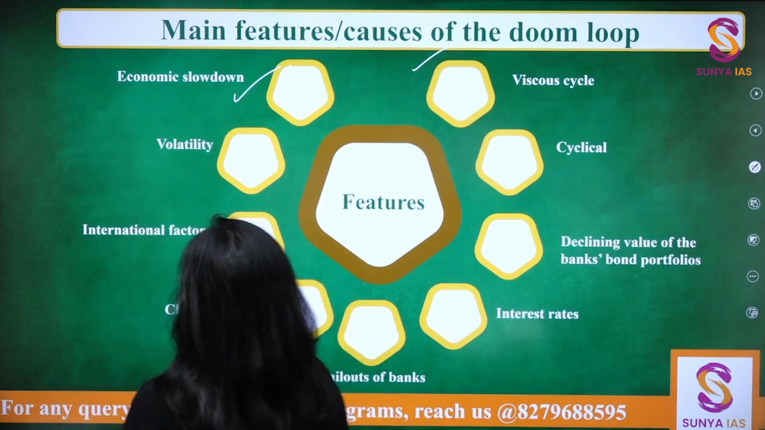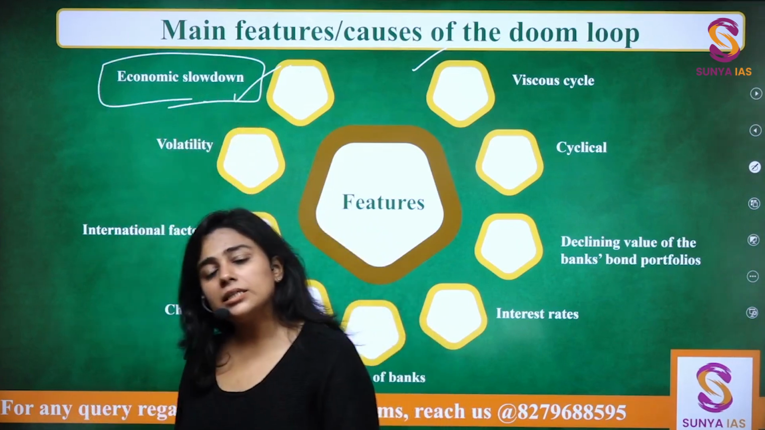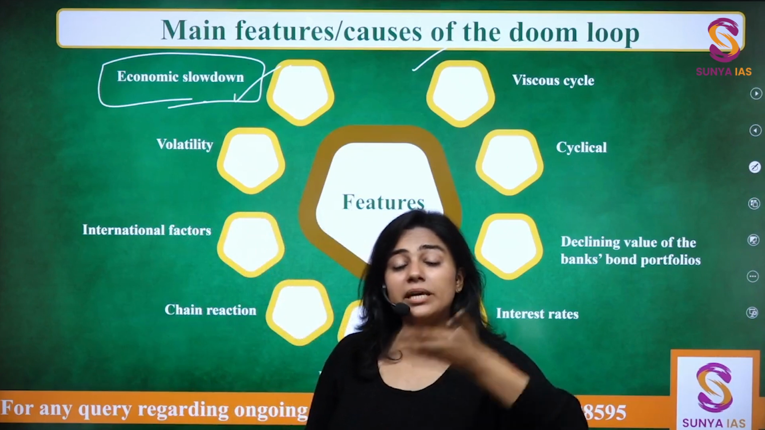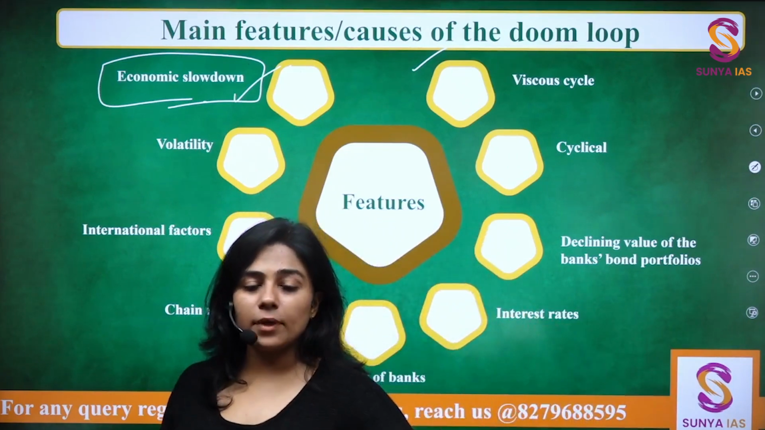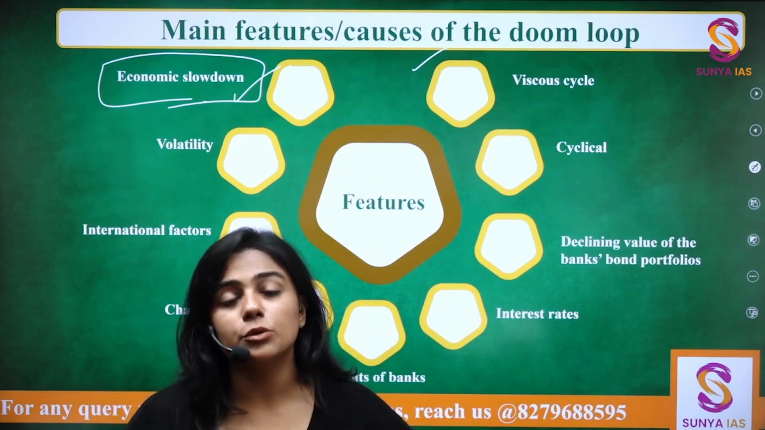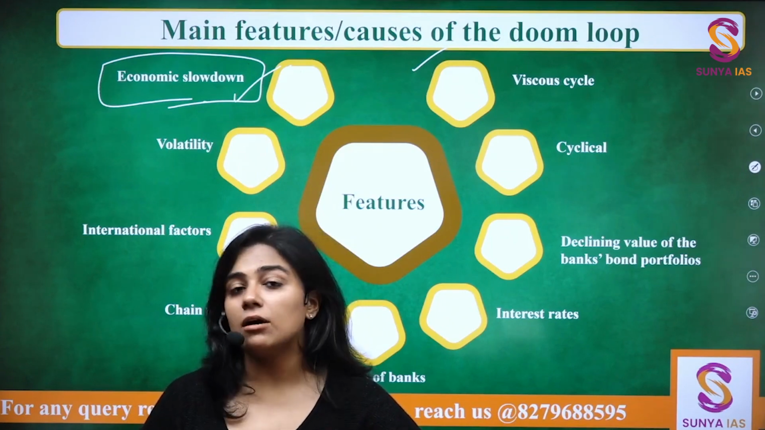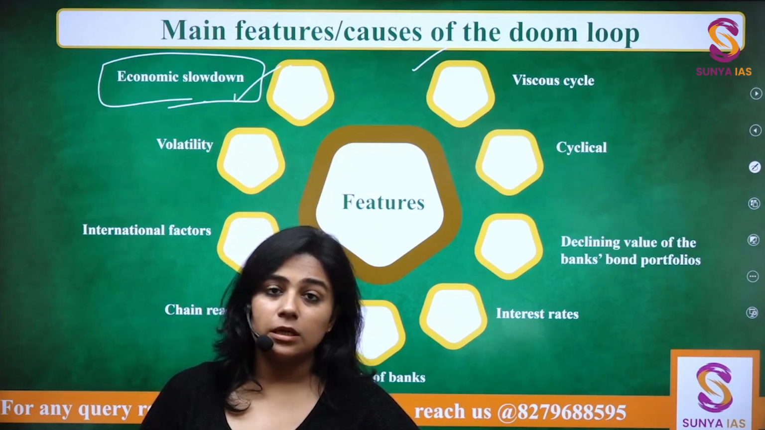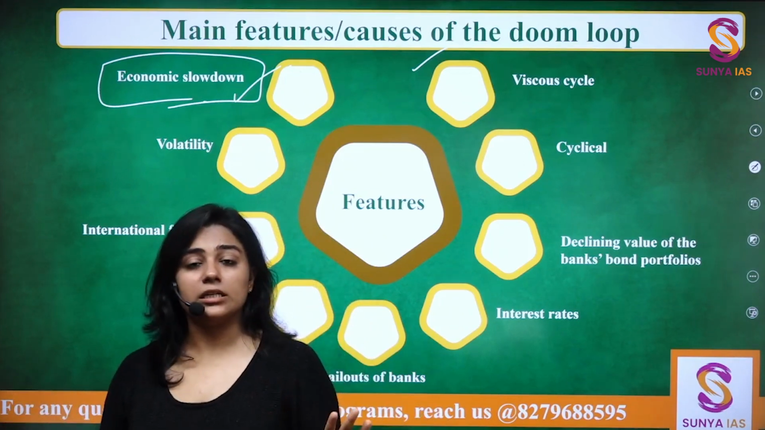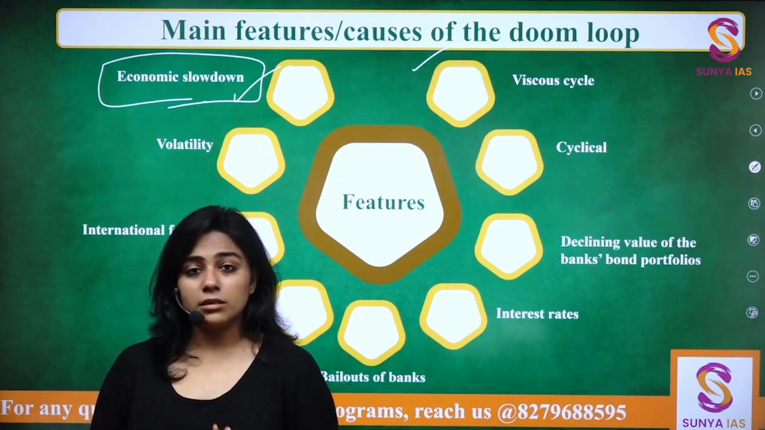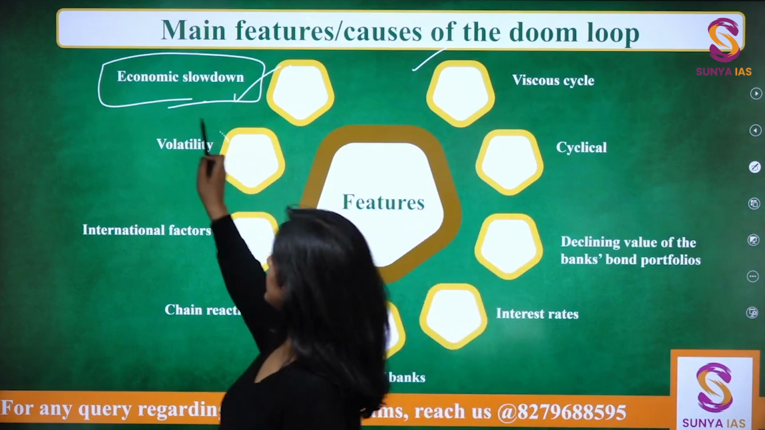Okay, so an economic slowdown will result in a doom loop, and it will also be a result of the doom loop. So if at that point the Pradhan Mantri Garib Kalyan Yojana had not been launched, wherein the women-led households were given 500 rupees per month to spend, then the flow of money in the country would have been reduced. That would have been a problem. It also engages in volatility.